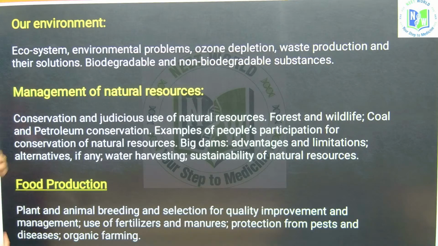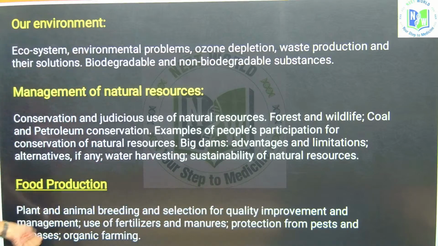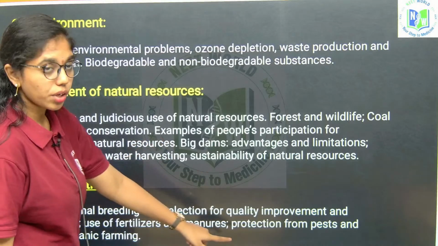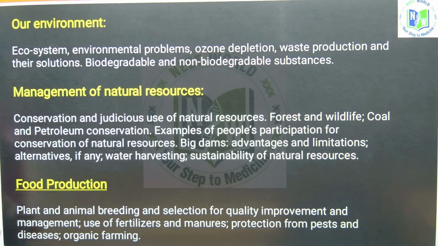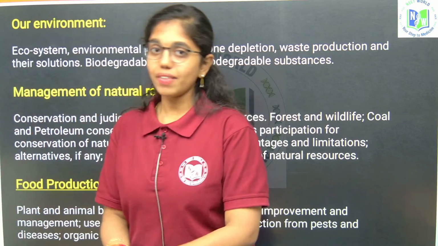The last chapter under biology which is included is food production, where we have to highlight concepts like plant and animal breeding and selection for quality improvement and management, use of fertilizers and manures, protection from pests and diseases and organic farming. So this and all are included under biology of NSEJS.